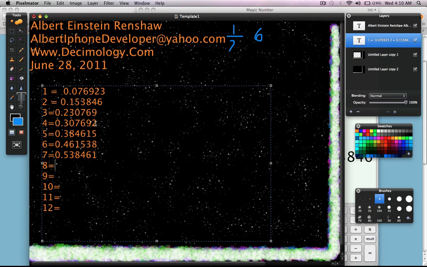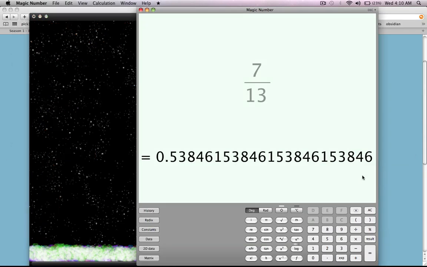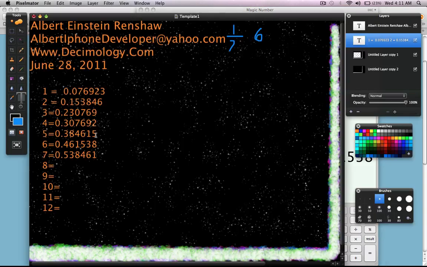8/13. This one goes back to this pattern, I believe. It's been a long time since I've messed with these numbers. 0.615384. I know, we're still on the 384615, so on the 6.